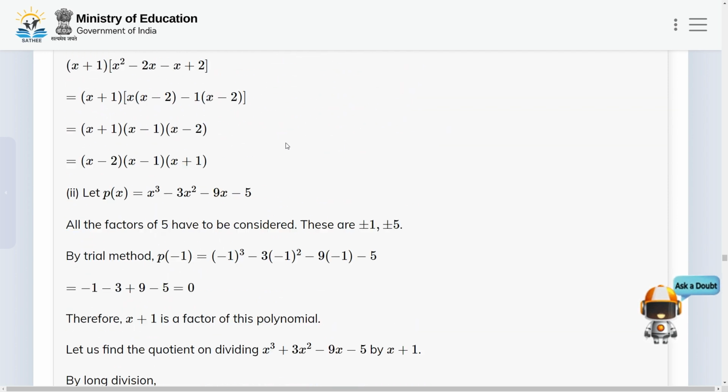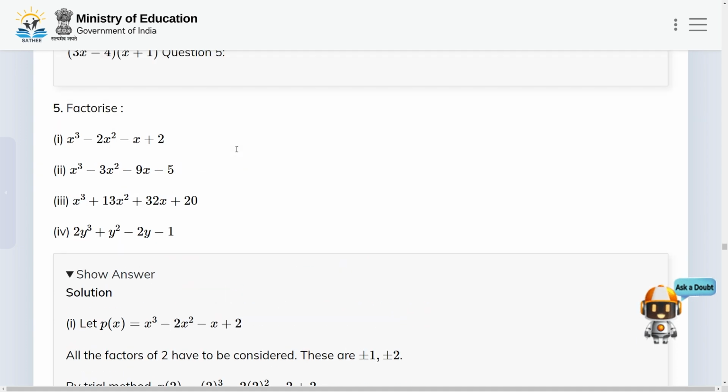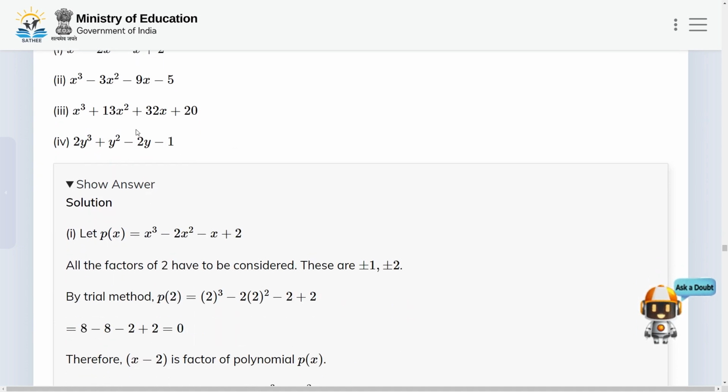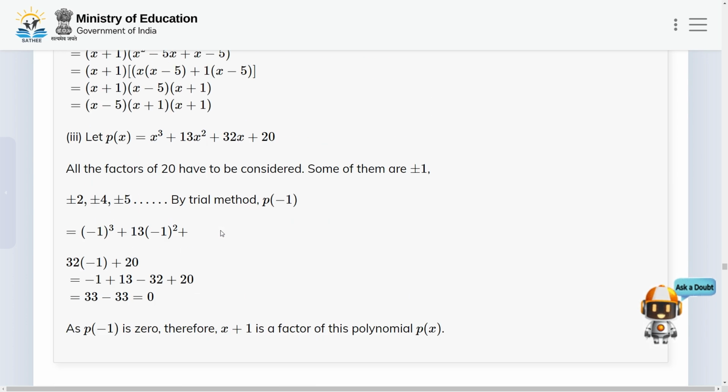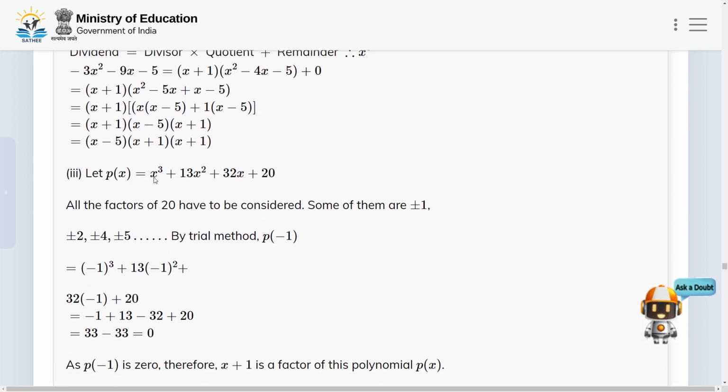So now let us factorize the third one. In the third one we have this cubic polynomial x cube plus 13x square plus 32x plus 20. So let us factorize it. First of all, let p of x equal x cube plus 13x square plus 32x plus 20, and all the factors of 20 have to be considered. Some of them are plus minus 1, plus minus 2, plus minus 4, plus minus 5, and so on. And by trial method, p of minus 1 is 0.